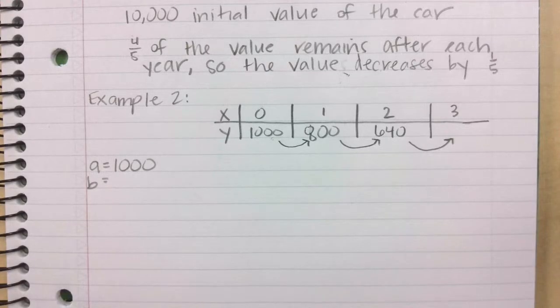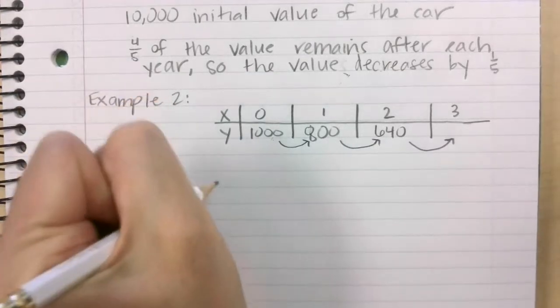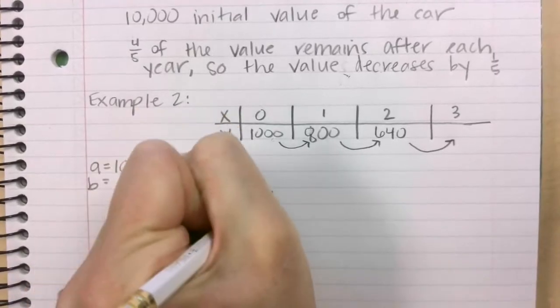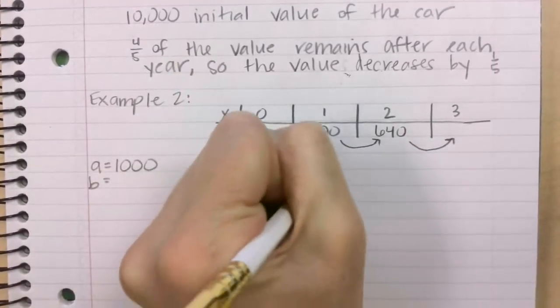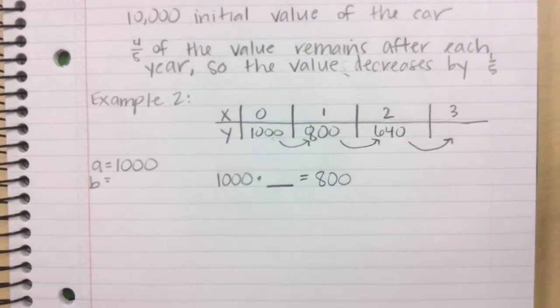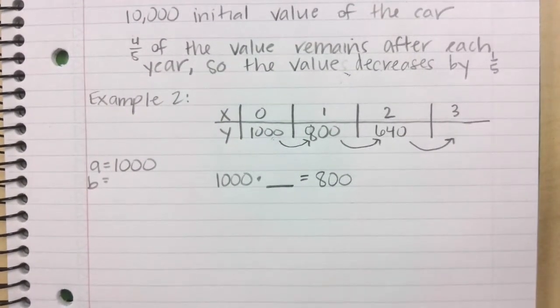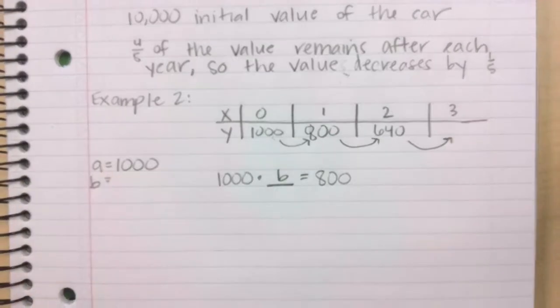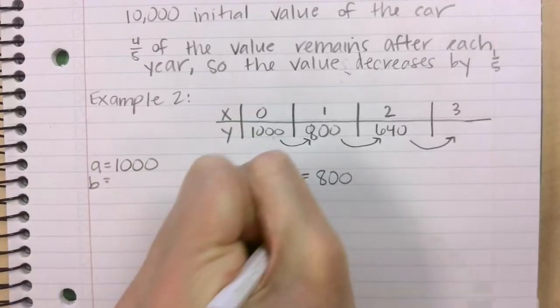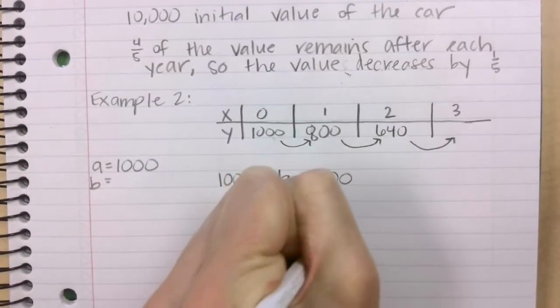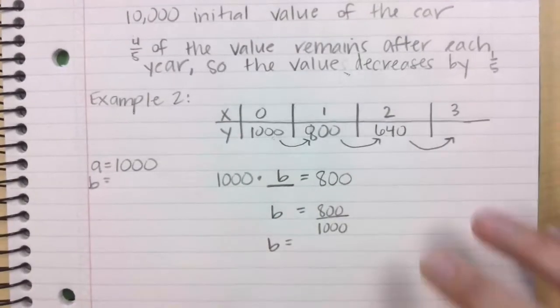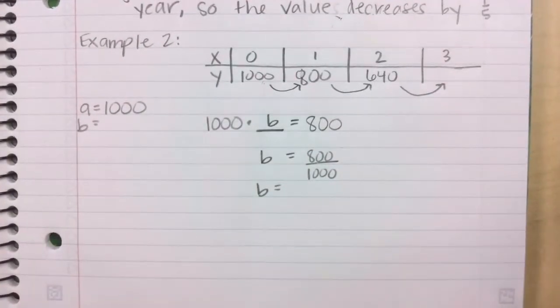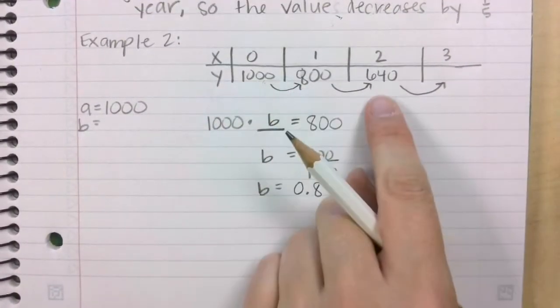So you might be able to see this one, you might be able to visualize this one, but let's set it up because you will see some that will be a little bit harder. So what we're wondering is 1,000 times what number is going to give us 800? Right away we should say that that's decreasing, so this is a decay exponential function. And if I solve for this, if I put a variable in here, I would divide both sides by 1,000. So B is 800 over 1,000. You could write it as a decimal or a fraction. Let's just do a decimal. B is 0.8.